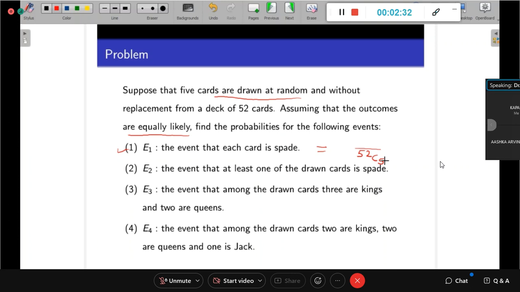Now, what are the favorable ones? The total number of spades is 13, so the favorable cases are those where all 5 come out of these 13. So the total number of favorable cases is 13C5. This is the answer for the first problem.